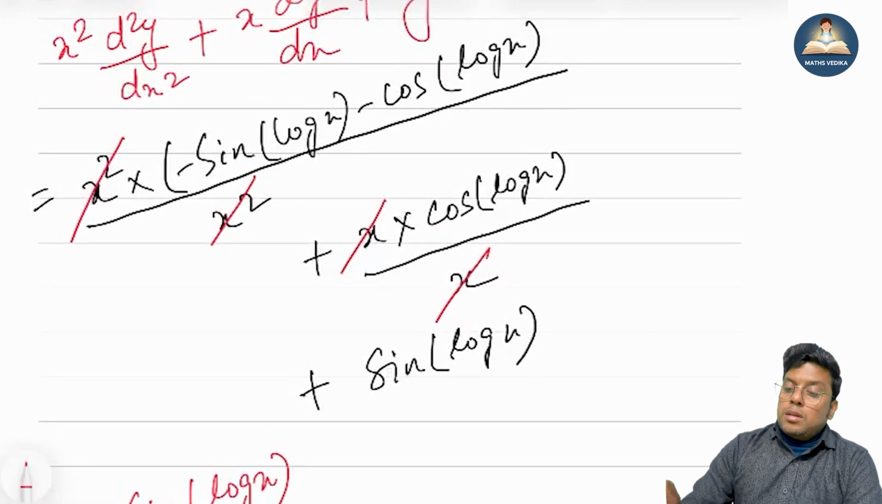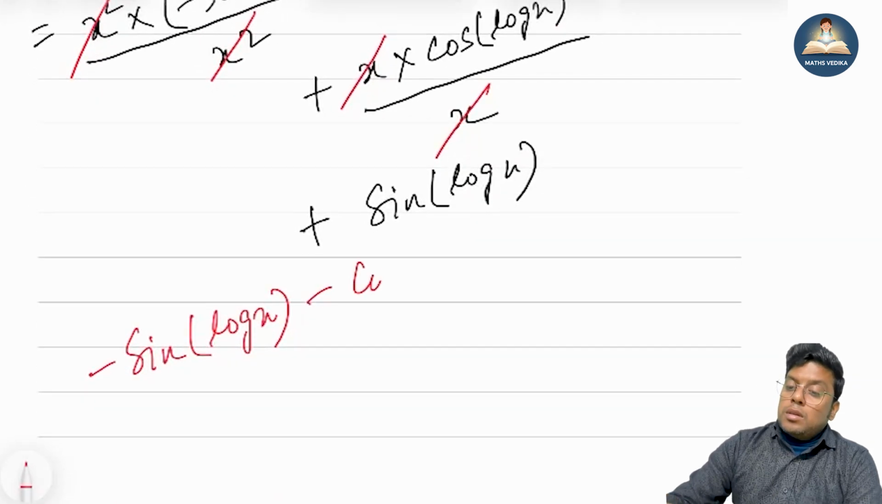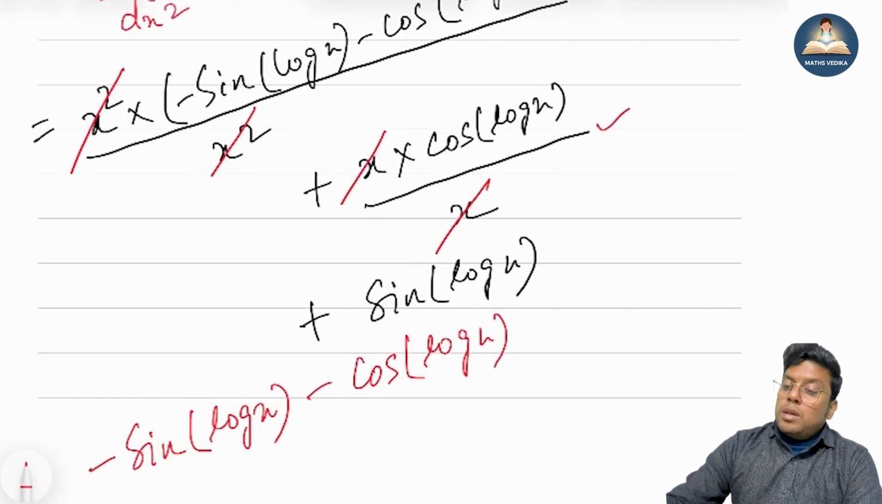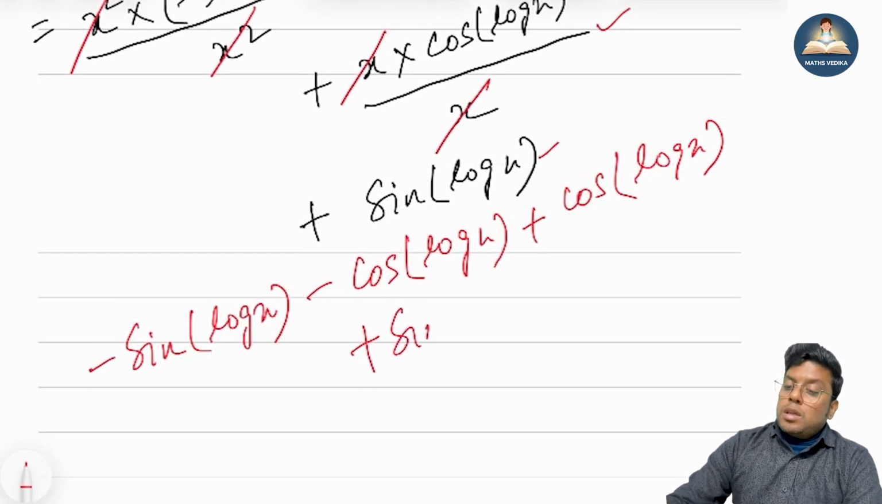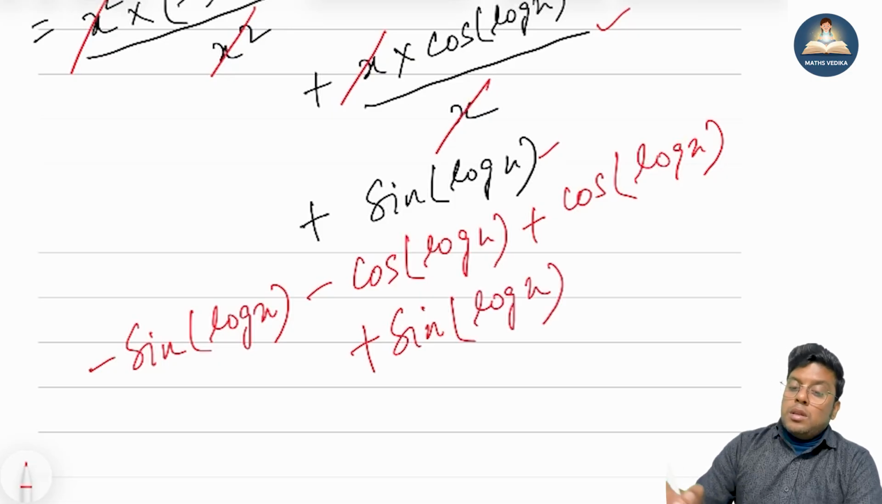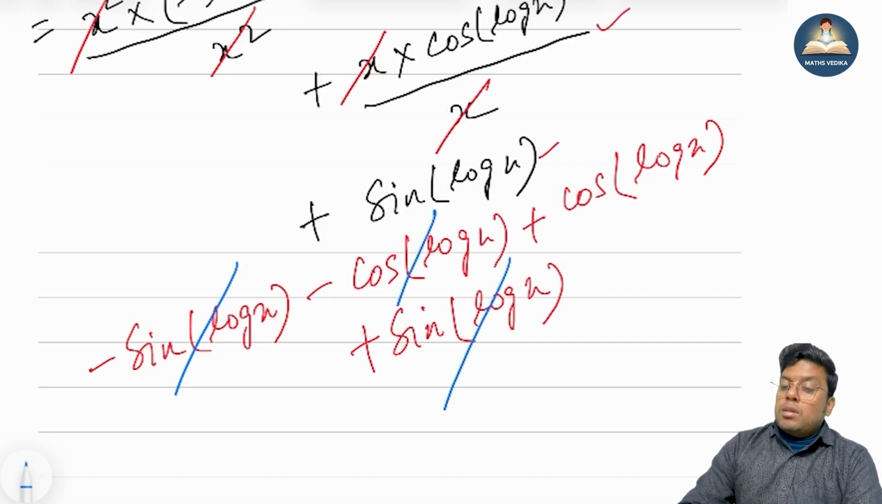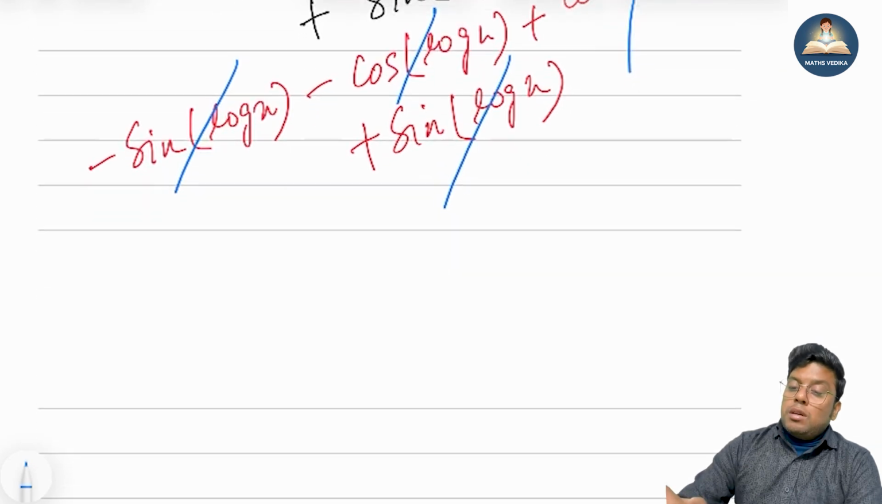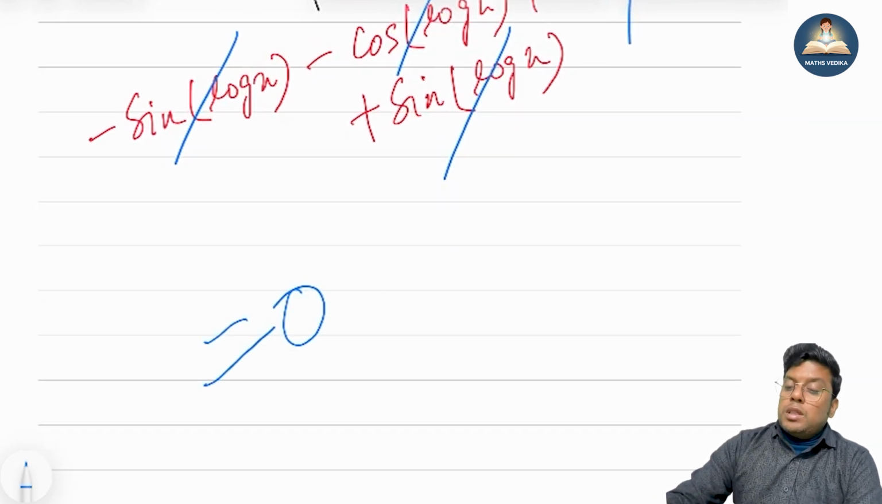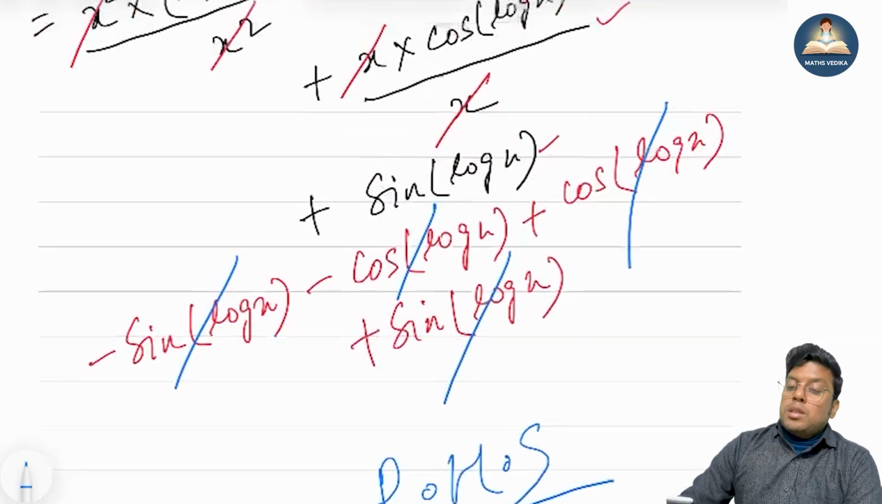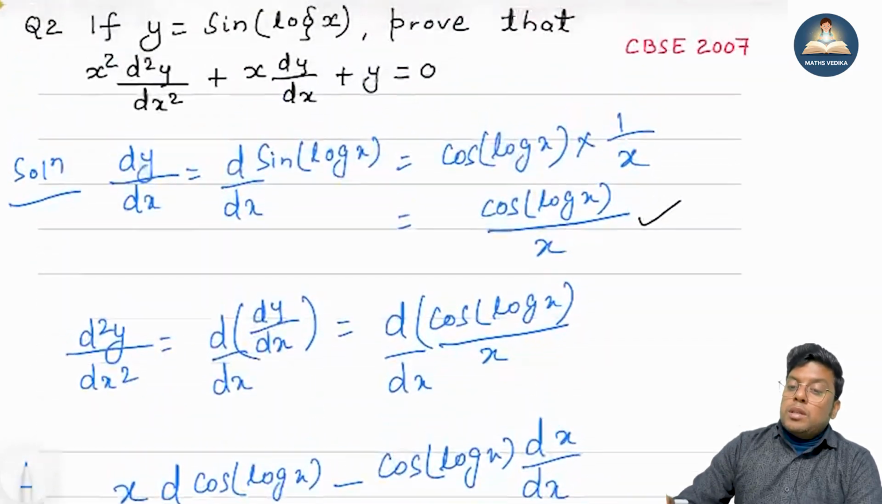minus cos log x, and here plus cos log x plus sin log x. Now minus sin log x and plus sin log x will be cancelled out, minus cos log x and plus cos log x will be cancelled out, and we'll have 0, which is the RHS. Here we had to prove this equal to 0.